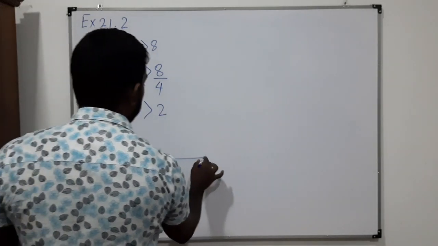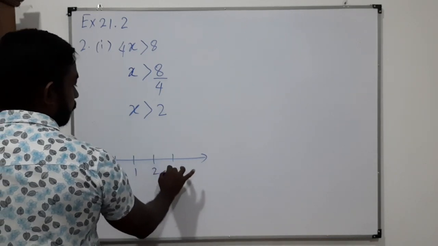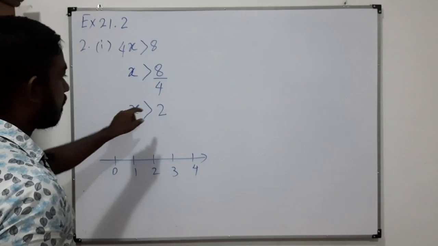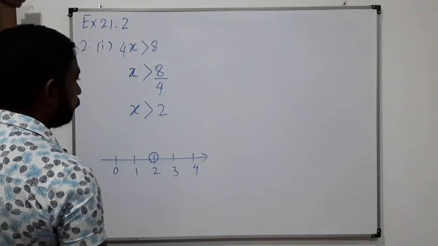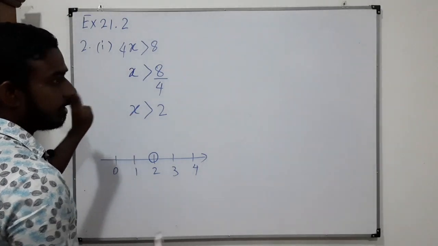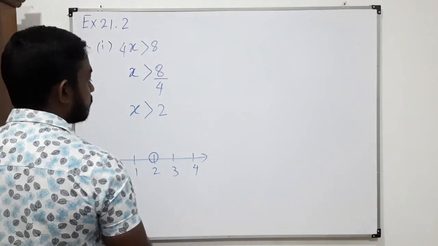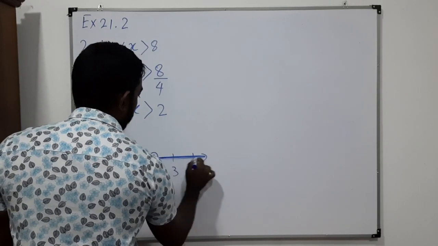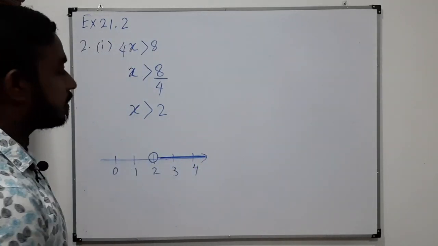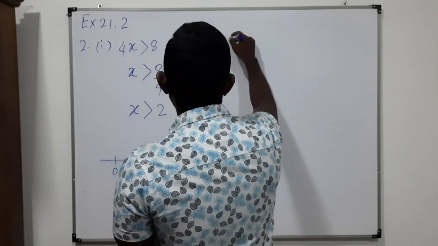Now, to represent on a number line, I have to draw a number line 0, 1, 2, 3, 4 likewise. Starting from number 2, because there is no equal mark, I can put a circle on number 2, and now I have to consider x is greater than 2. x is greater than 2 means on a number line, the greater values are on the right side. So I have to shade this number line to the right side. Okay, let us consider another question. So I'm going to use Roman number 3.